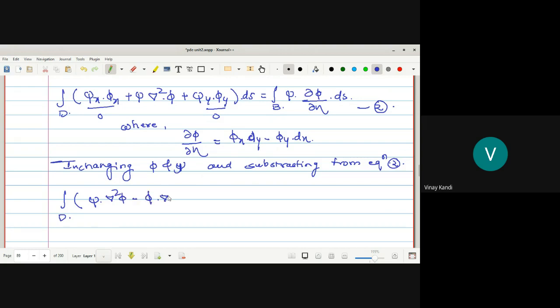This is ds, which is equal to the integration on the boundary B of psi dou phi by dou eta minus phi dou psi by dou eta ds. Give it as equation number 3. So interchanging the role of phi and psi and subtracting from equation 2, we get this one.